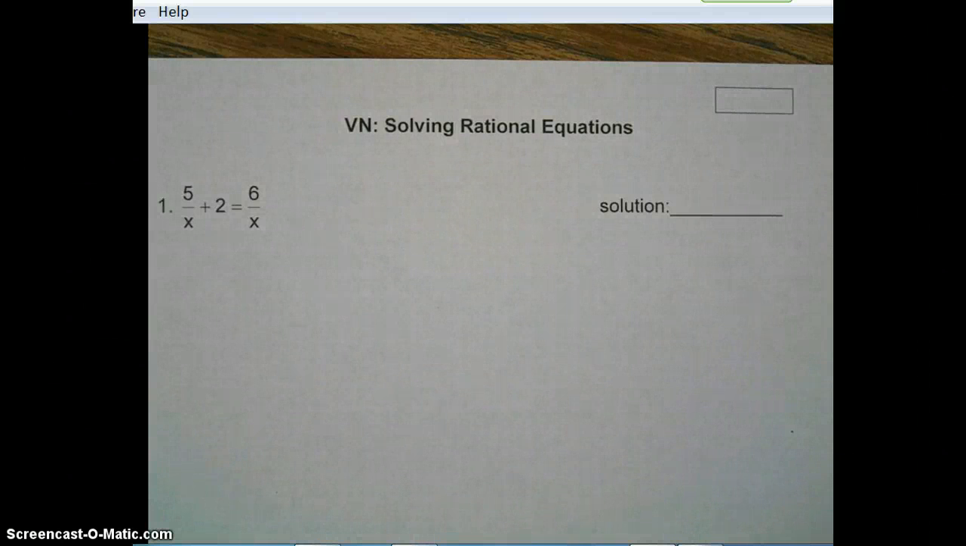Alright, solving rational equations. This is going to be pretty easy for you guys because your skills are getting better and better. I'm very proud of you for all your hard work.